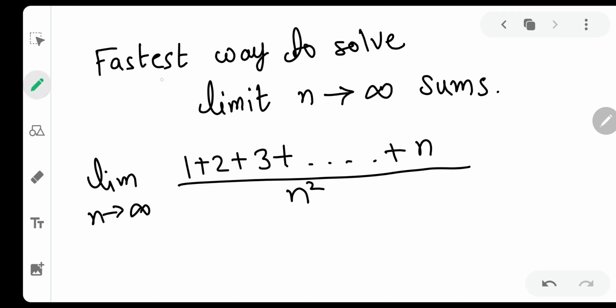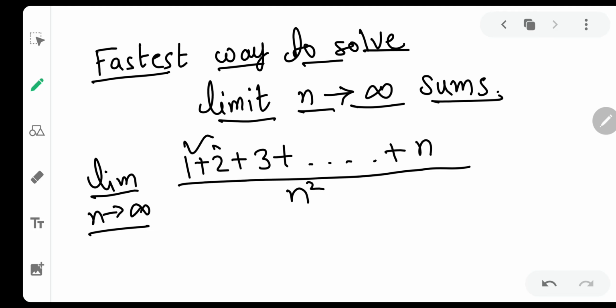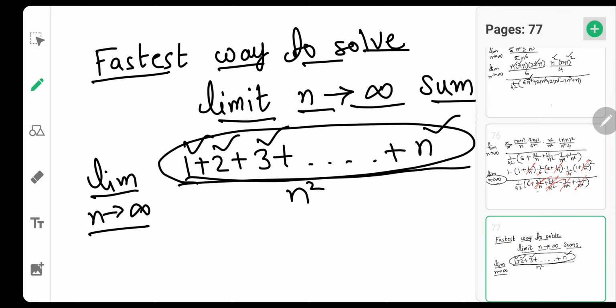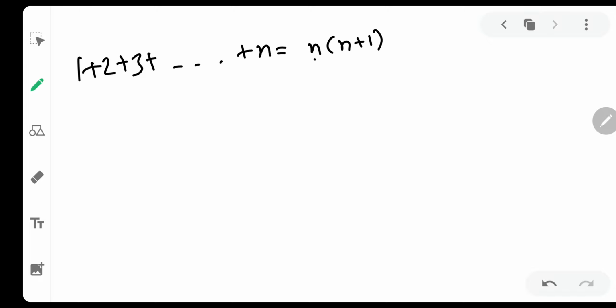Now today we are going to know the fastest way to solve the limit n tends to infinity sums. But before that, let us try to understand limit n tends to infinity, 1 plus 2 plus 3 up to n, the whole divided by n square. Now if you know, 1 plus 2 plus 3 up to n is a polynomial, let me solve that polynomial. So as you all know, 1 plus 2 plus 3 up to n is nothing but a polynomial n into n plus 1 by 2.